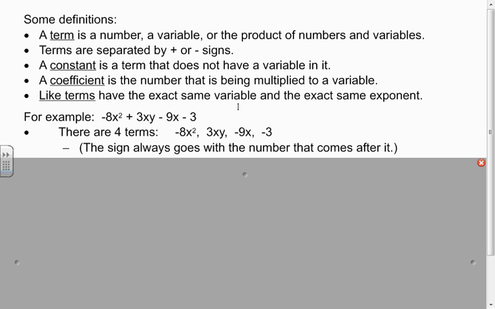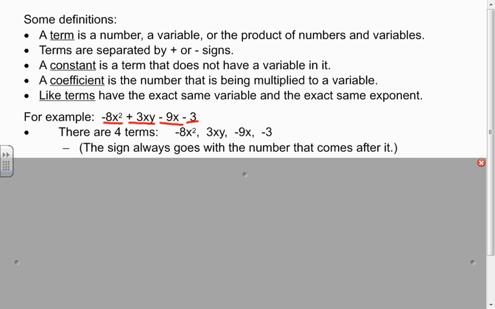So, the negative goes with the 3. This negative goes with the 9x. This plus goes with the 3xy. And this negative goes with the 8x squared. The sign always stays with the number that comes after it, never the thing that's before.